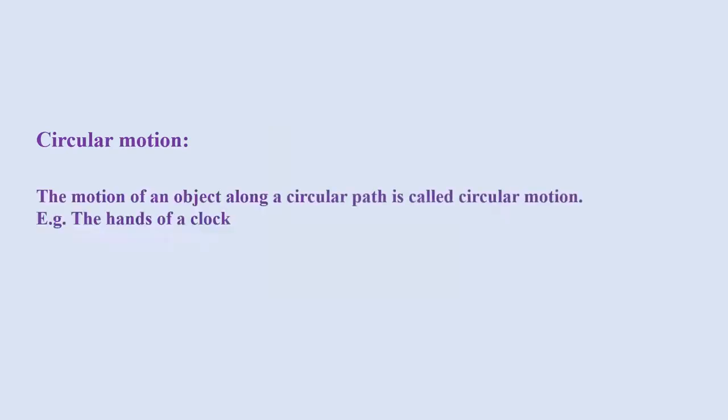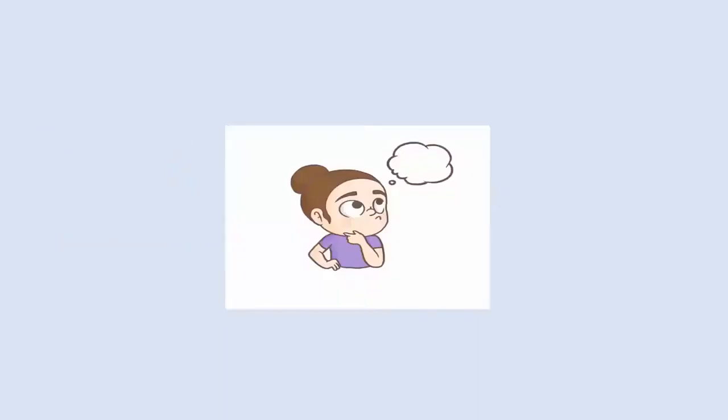Let us see the textbook definition of circular motion. So the motion of an object along a circular path is called circular motion. Example, the hands of a clock. Okay, students. So as you saw what is circular motion, now I want you all to give your own examples of circular motion from day-to-day life.